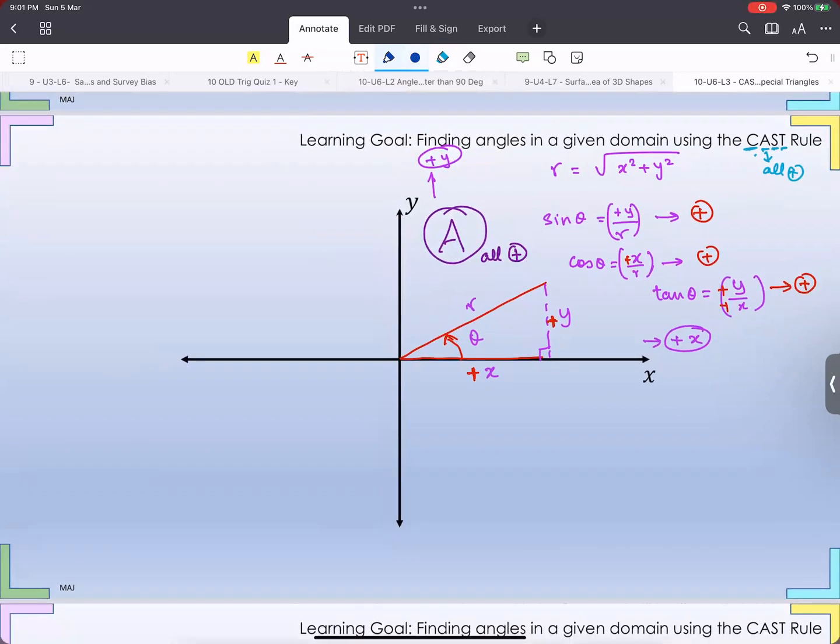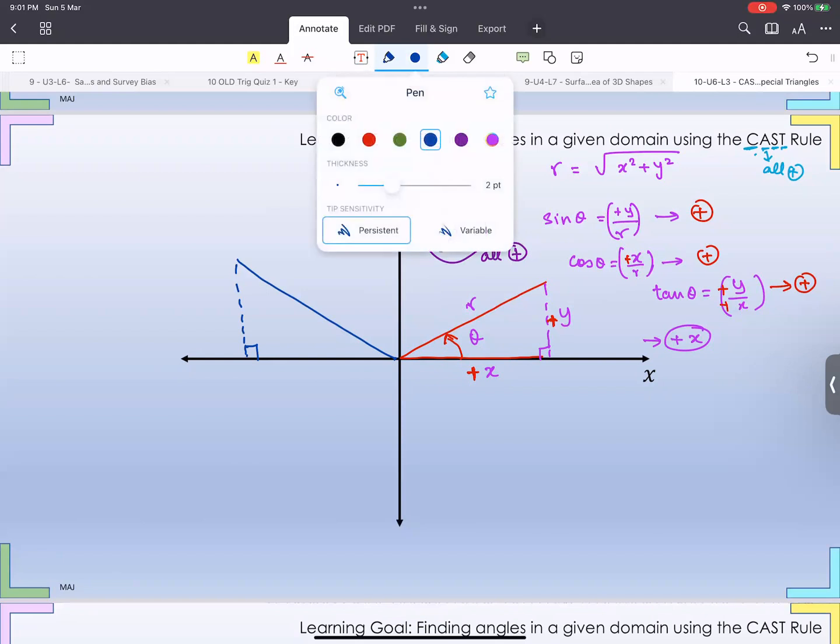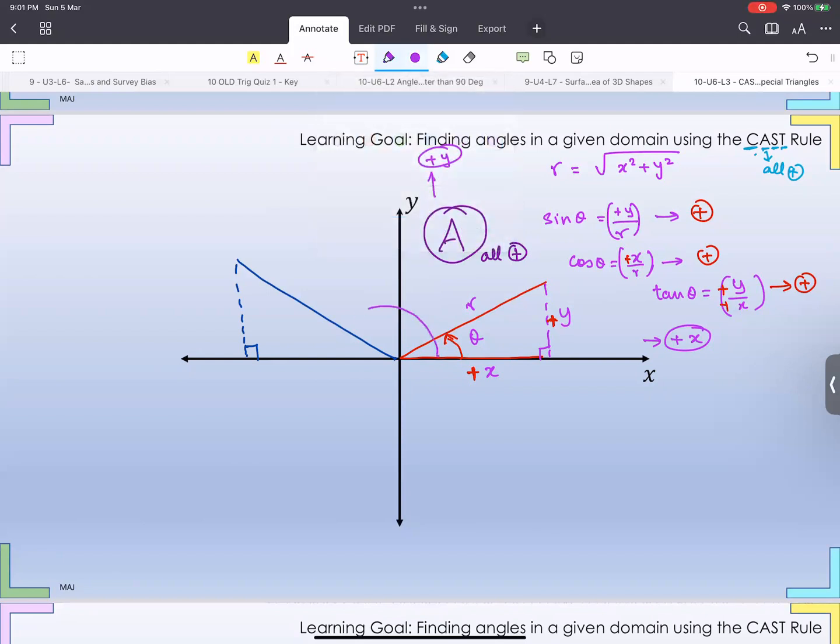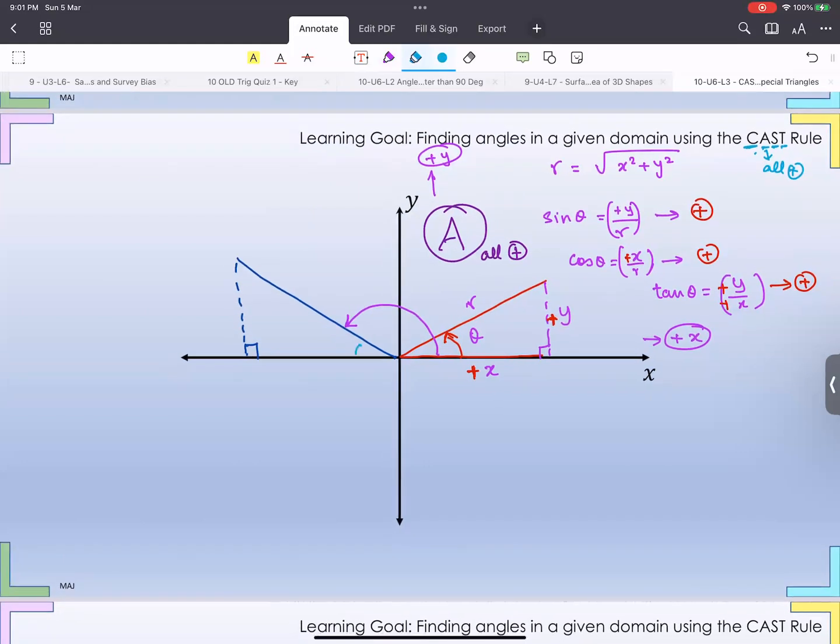Let's just put some terminal arm over there, and our usual way of dropping a perpendicular to the x-axis. Sorry, not the positive x-axis, to the x-axis. And theta, like last class, we saw that theta goes from here to here, and we can use the related acute angle to find sine, cos, and tan of that.